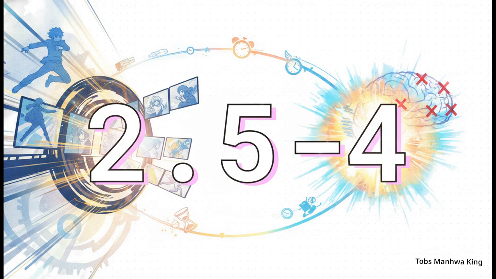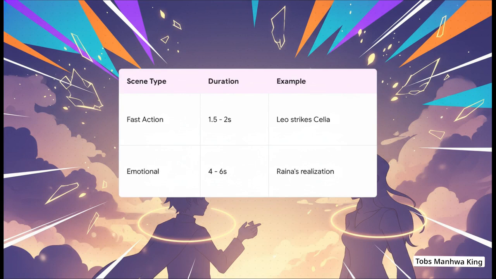Keep that pace moving. But pacing isn't always identical, right? For fast action, like when Leo is landing rapid sword strikes against Celia, you need to speed up the cuts to about 1.5 to 2 seconds. Conversely, for emotional moments, like when his mother proudly realizes his immense talent, you want to slow the pace way down to 4 to 6 seconds so the scene can actually breathe.